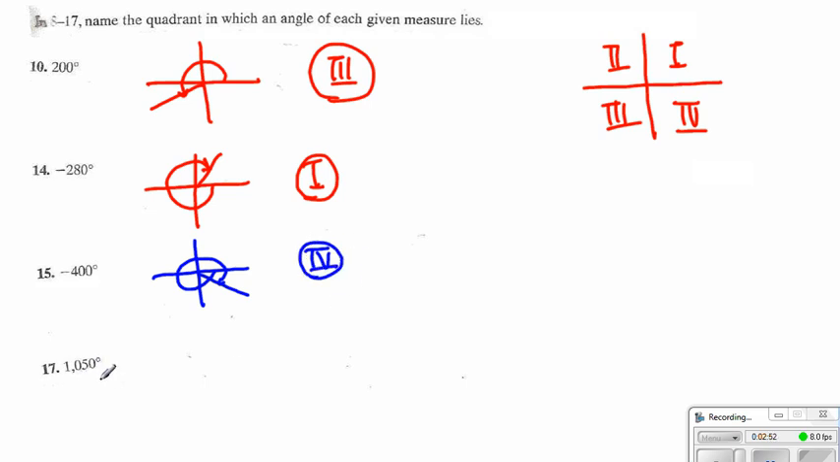Now, 1050. In the case of 1050, we just have to go through 360 multiple times. If I go around one time, it will be 360. Second time around, it will be 720. If I have to go around one more time, then this will be 1080, but I'm a little bit short of 1080. So therefore, I get the fourth quadrant.